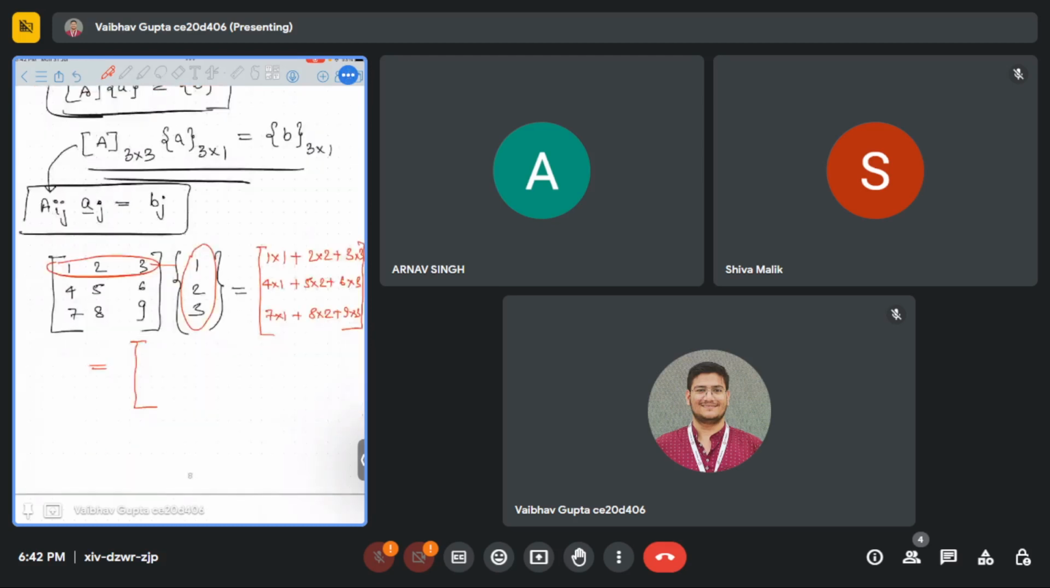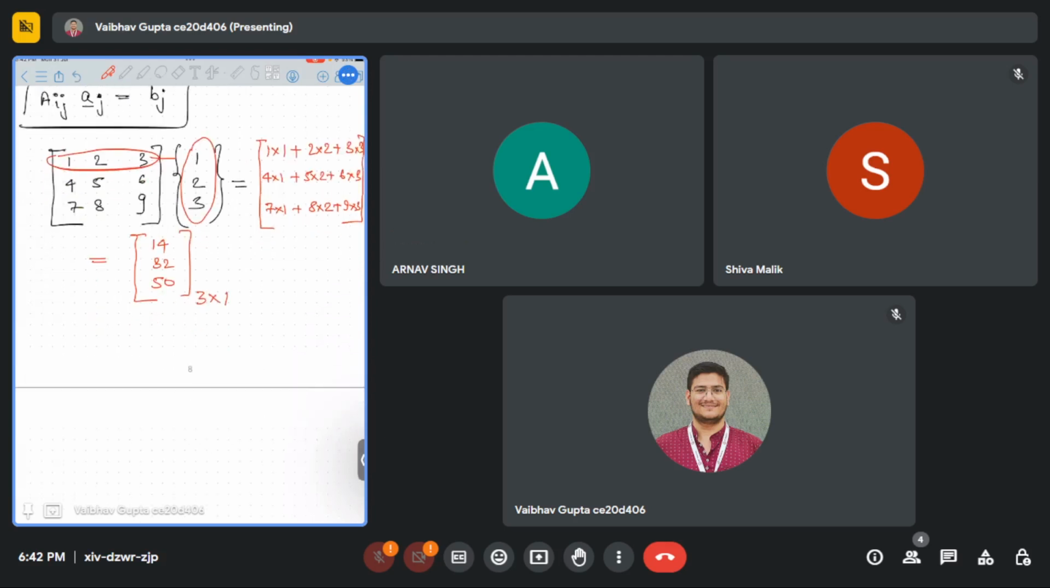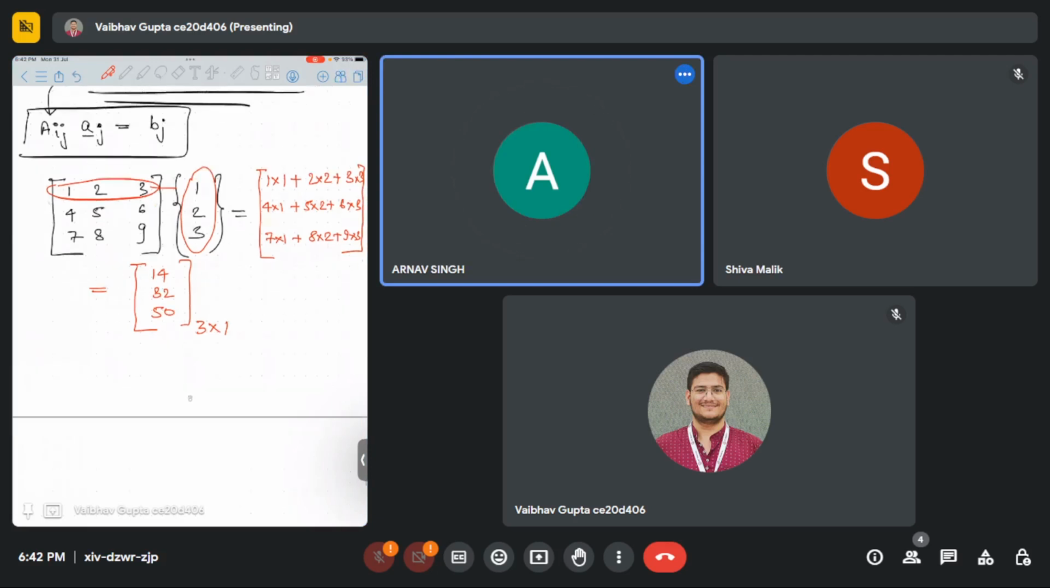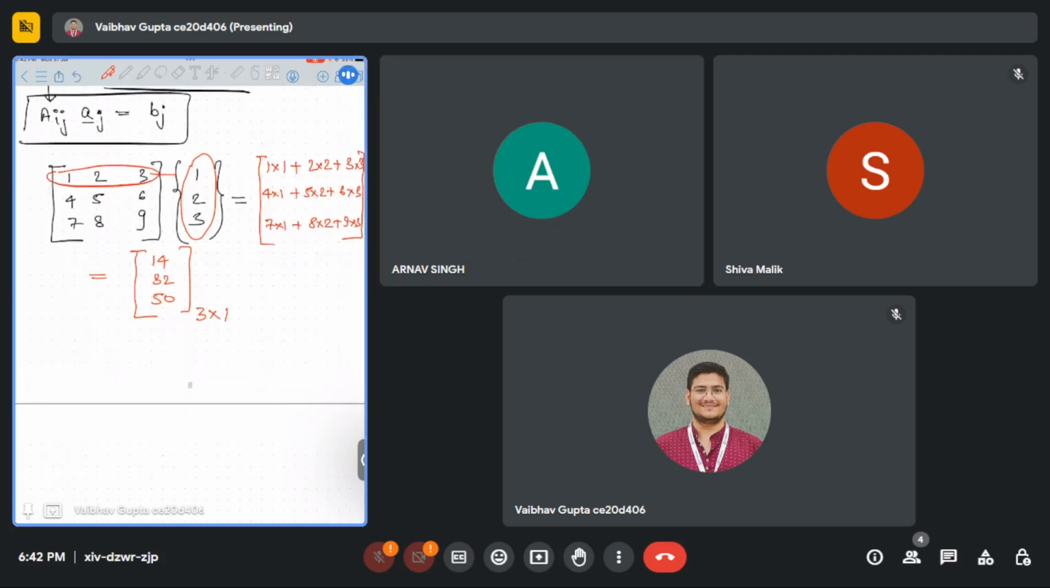So what is this? This becomes 1 plus 4 plus 9, 14. 4 plus 10 plus 18, 32. 7 plus 16, 23, plus 27, 50. This is also of size 3 by 1. Till now clear? Yes, sir. Okay.